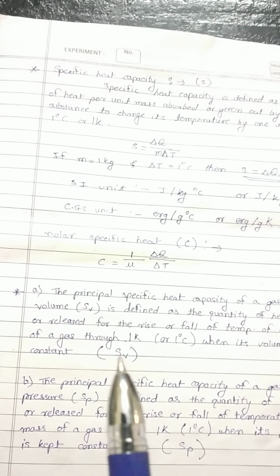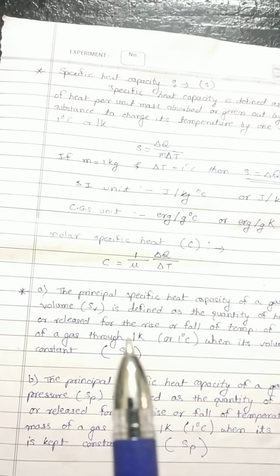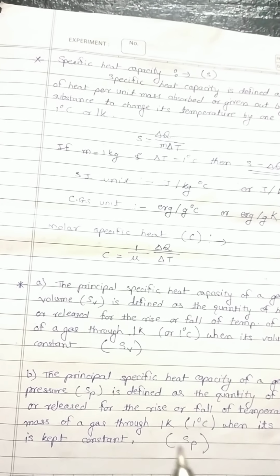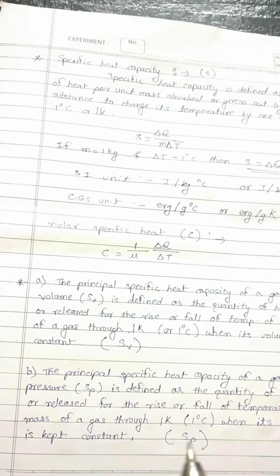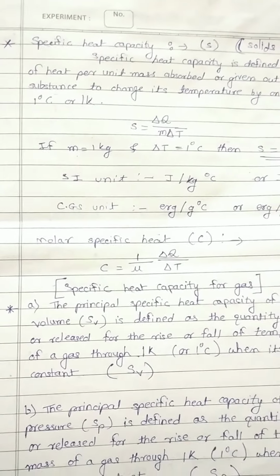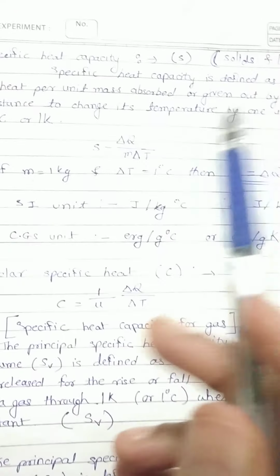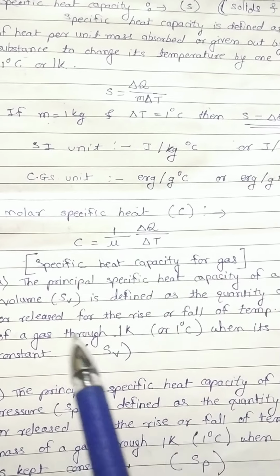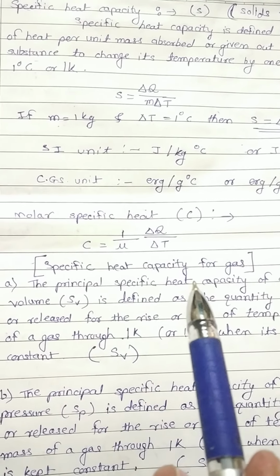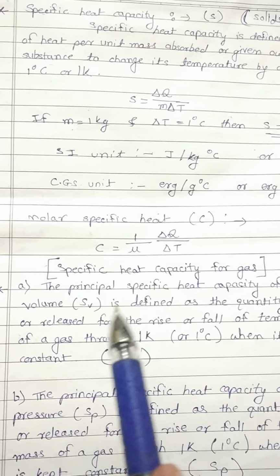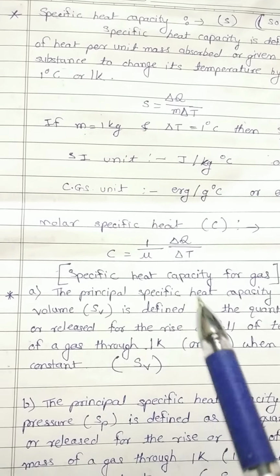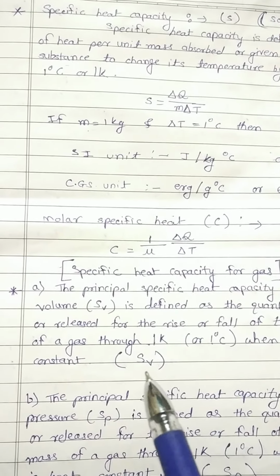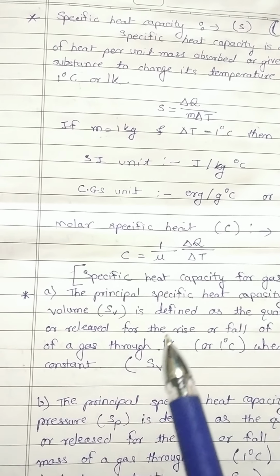So we get SV and SP. SV means principal specific heat capacity at constant volume, and SP means principal specific heat capacity at constant pressure. Specific heat capacity as discussed earlier is for solids and liquids, and this one is for gases. In gases, some work is done on the surroundings during expansion, requiring additional heat. As a result, specific heat at constant pressure is greater than specific heat at constant volume. So SP is greater than SV.